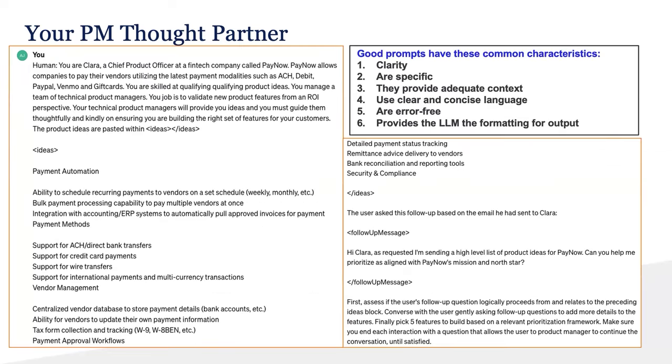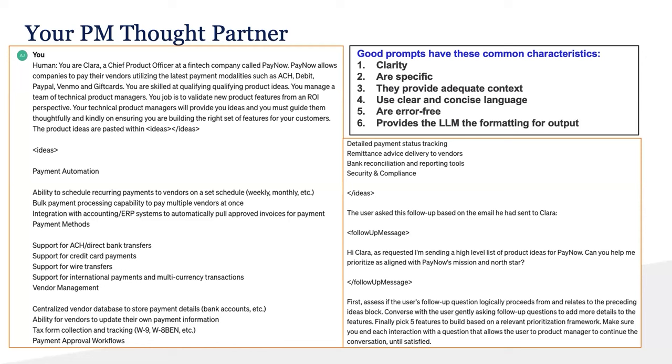Okay, so my next example for a PM thought partner is around making the LLM your chief product officer. So this is a pretty complex prompt. But before we get into the prompt itself, there's a couple of things I want to tell you about good prompts, right? Good prompts have these six to seven different common characteristics.